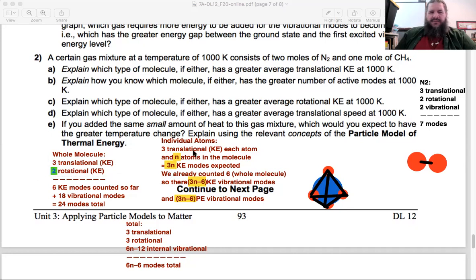And then we carry that through as well. Instead of deducting the 6 already counted, we'd only have 5 already counted. So we'd say we've already counted 5 from the whole molecule, which means instead of 3n minus 6, we'd have 3n minus 5.